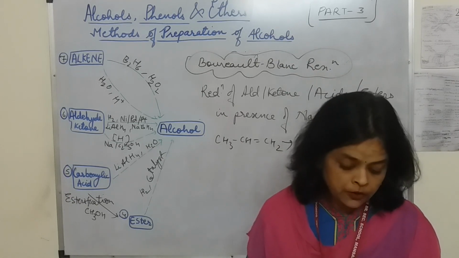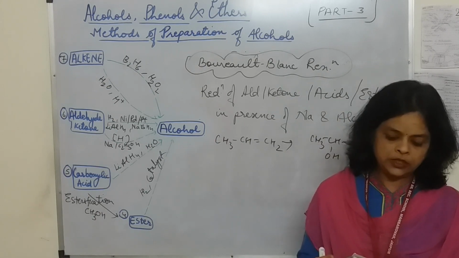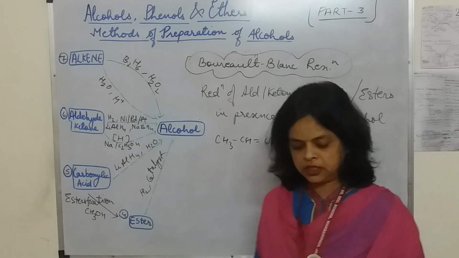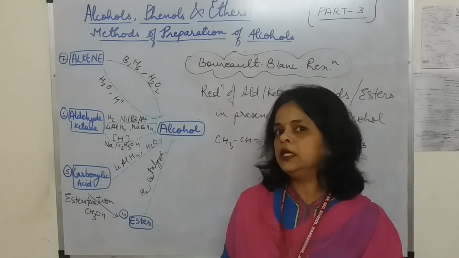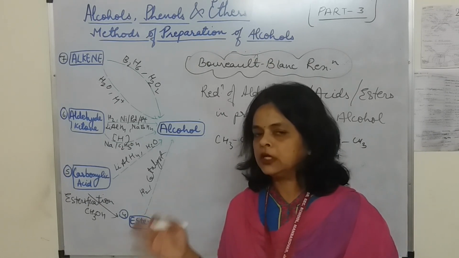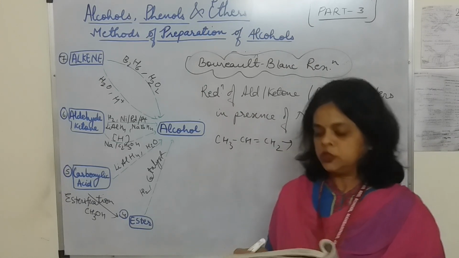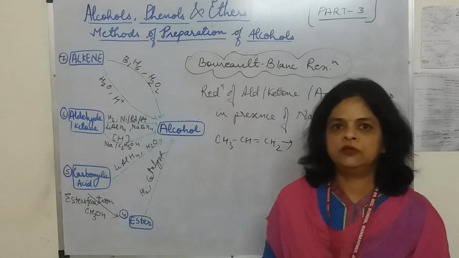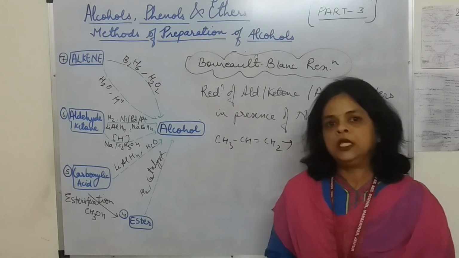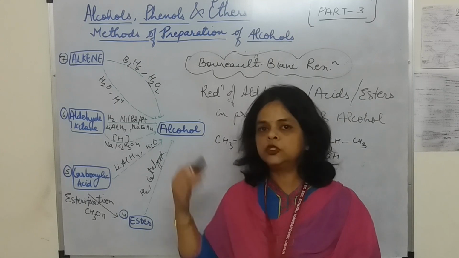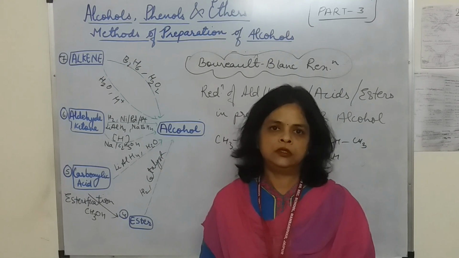And the third question, reaction of propanone with methyl magnesium bromide. Methyl magnesium bromide is a Grignard reagent, and propanone is a ketone. So whenever a ketone combines with a Grignard reagent, it is going to form a tertiary alcohol. So in this, you can draw the structure of the tertiary alcohol. Students, keep doing the practice. In the next video, we will discuss the reactions and methods of preparation of phenols.